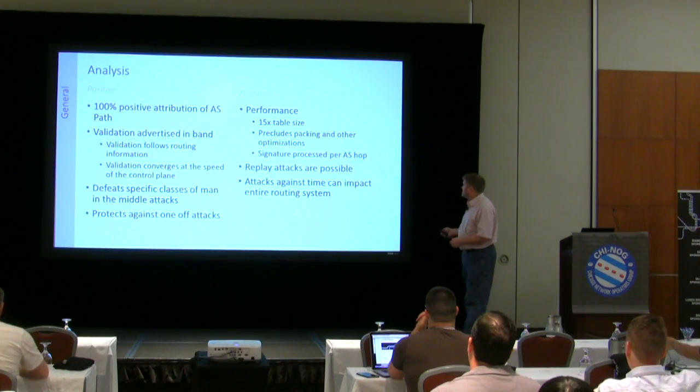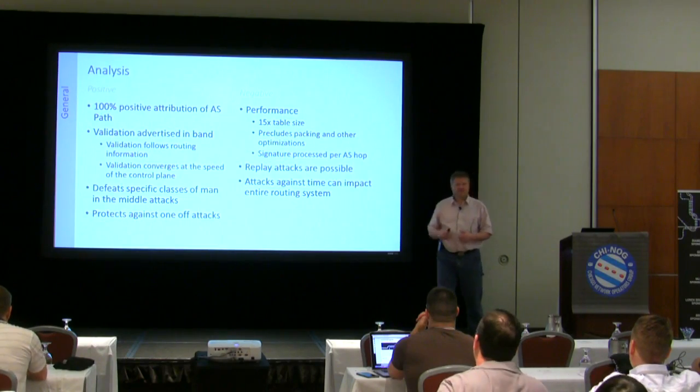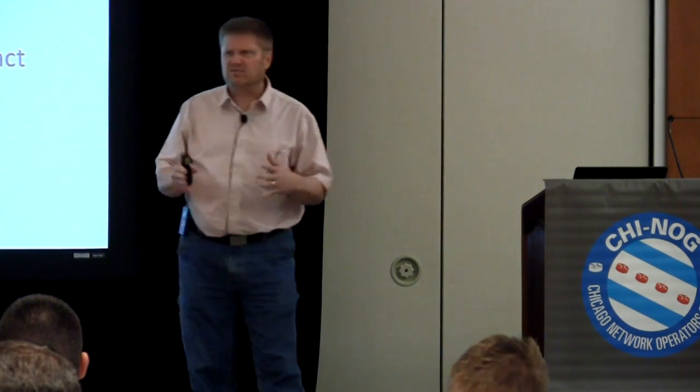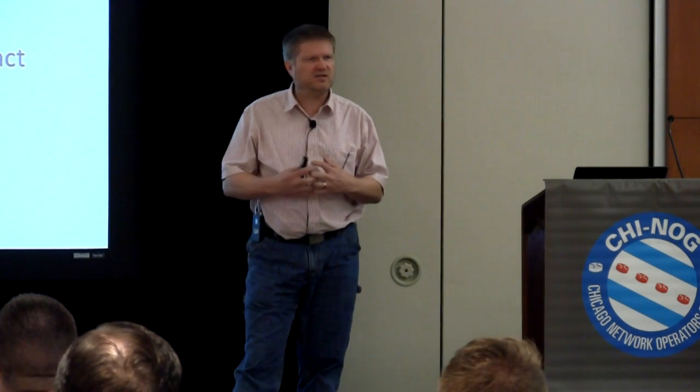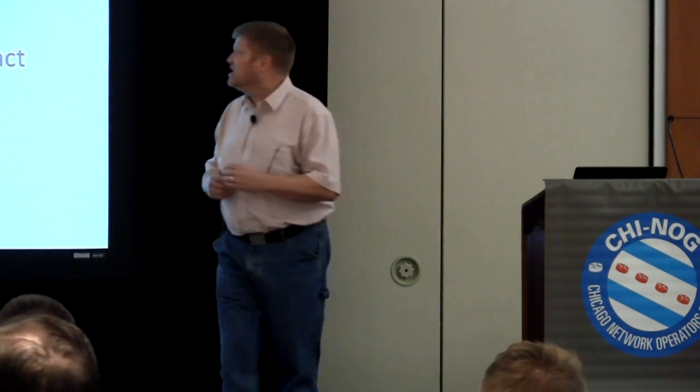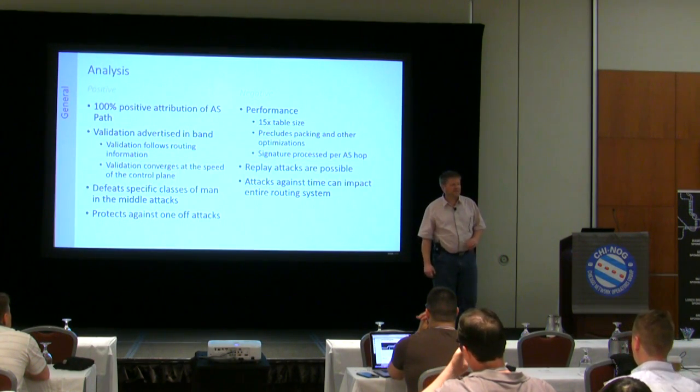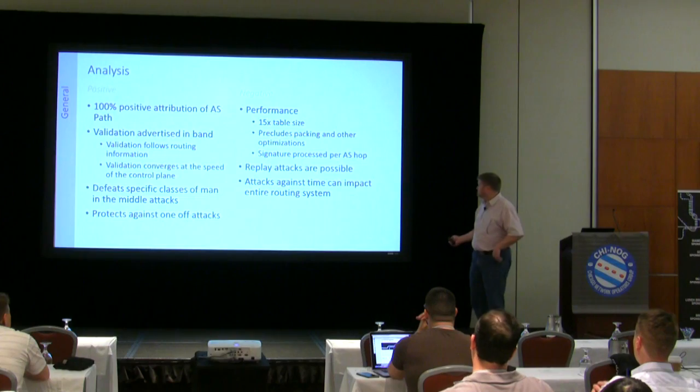Signature is processed per AS hop. You can imagine this is an X509 certificate that is using triple DES, or I don't know exactly what, there's key agility. So there's different algorithms you can use. This is a huge problem from a performance perspective. I had to replace all my edge routers to do this.